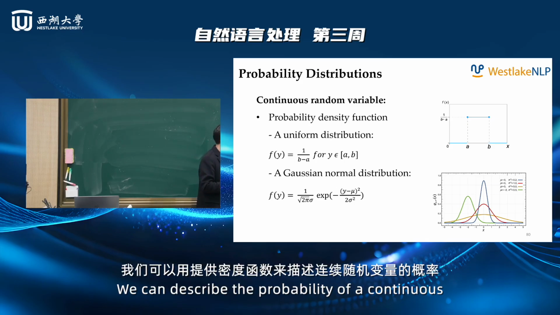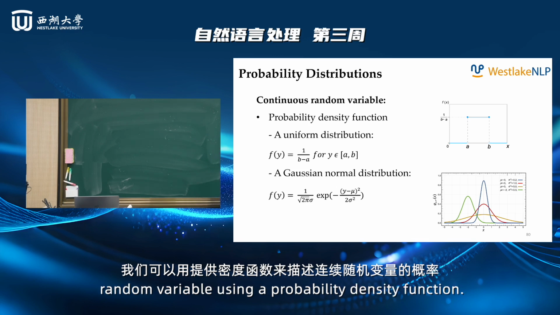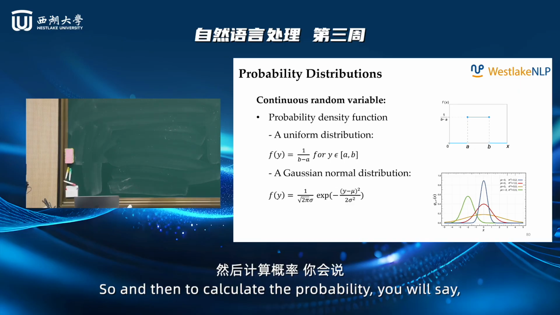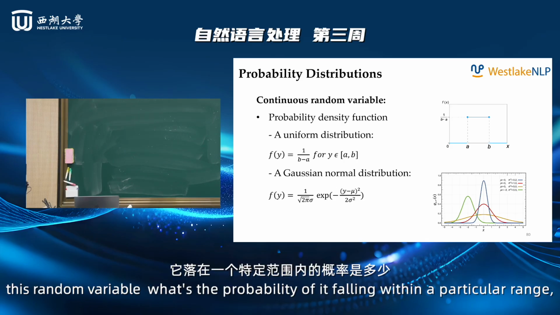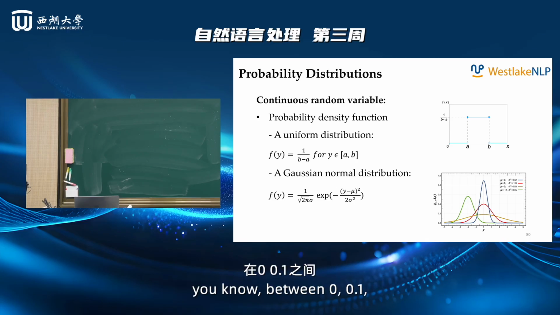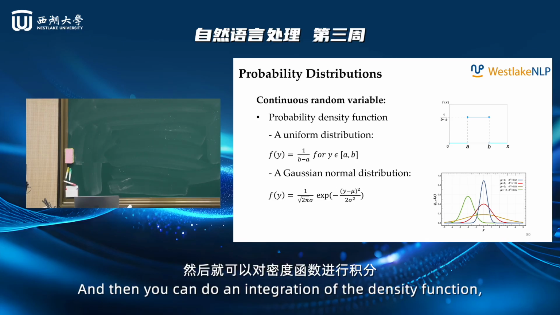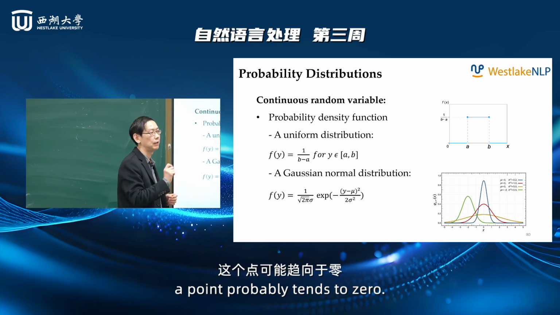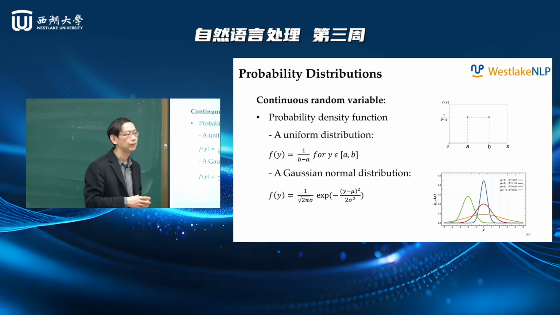We can describe the probability of a continuous random variable using a probability density function, PDF. It tells you how the variable distributes in this range. To calculate the probability, you ask what's the probability of the random variable falling within a particular range, between 0 and 0.1. Then you integrate this density function to get the probability of the variable falling into a range, not a point. A point probability tends to 0.